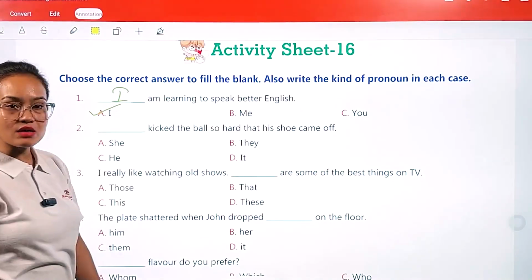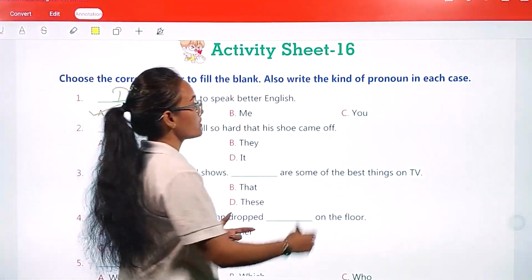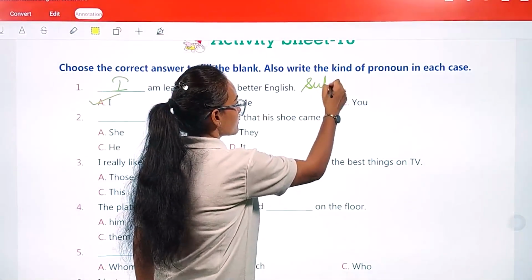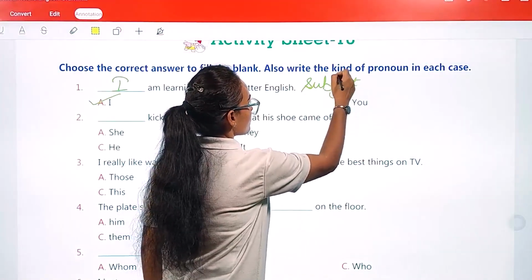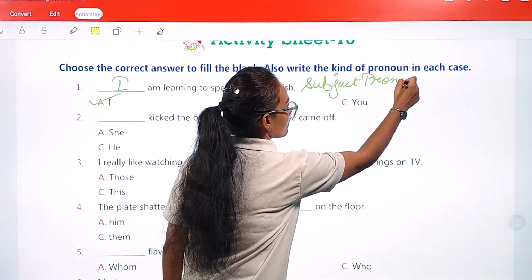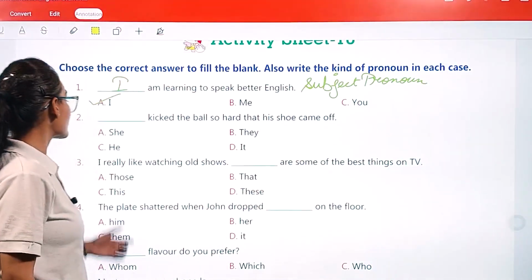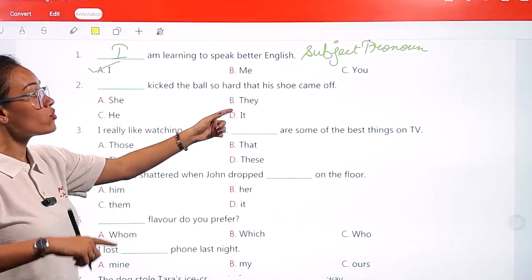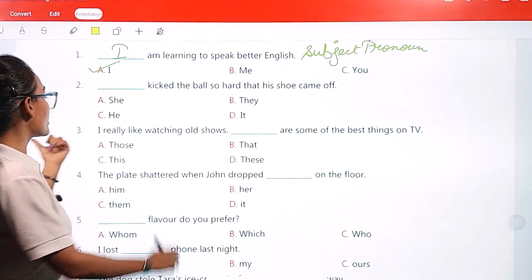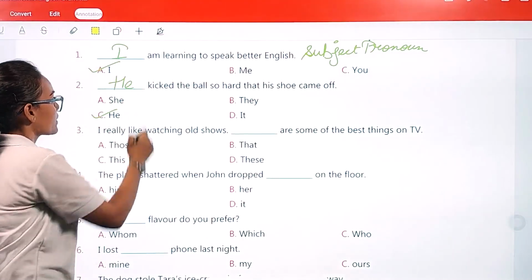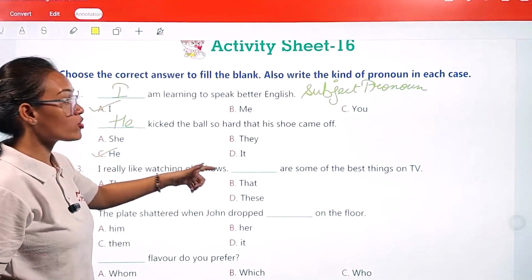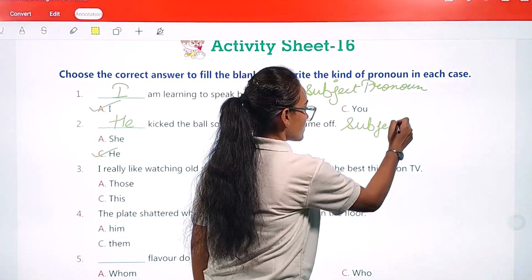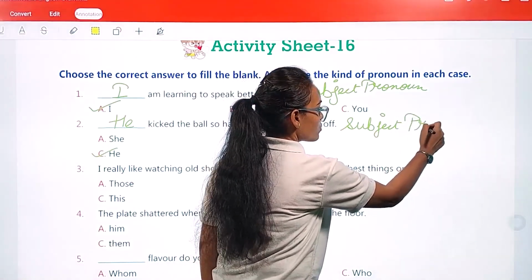First, dash, I'm learning to speak better English. I am learning to speak better English. So "I" comes under subject pronoun. Subject pronoun. Now the second one, dash kicked the ball so hard that his shoe came off. So here, we are going to use "he". He kicked the ball so hard. Okay, so here we are talking again about subject pronoun.